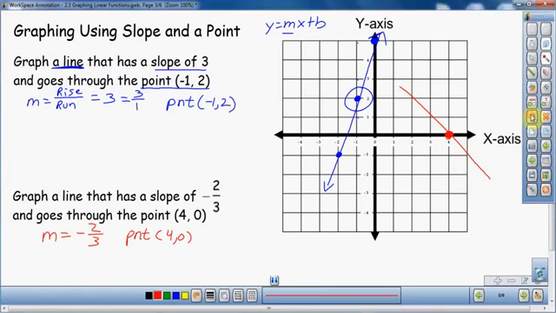Okay, let's get rid of that. All right, so I'm going to rise 2, 1, 2, and I'm going to run 3. 1, 2, you know what? Let me do that again. I'm going to rise 2, 1, 2, I'm going to run 3. 1, 2, 3. So there's my new point right there.